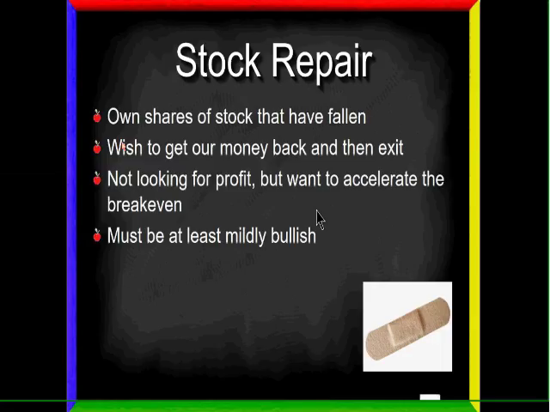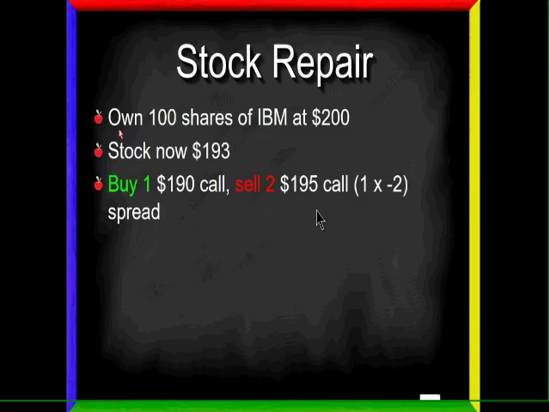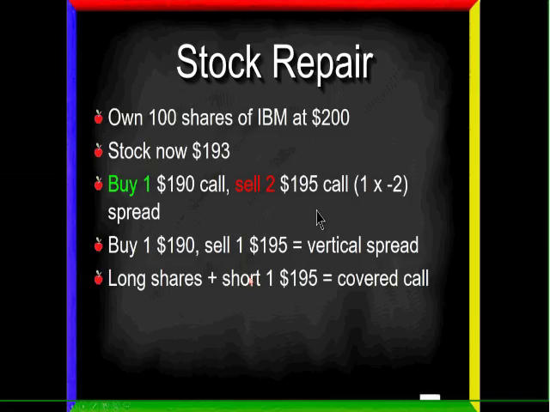But what are we going to do here? So let's say 200, stock's now at 193. I can do what's called a 1 by -2. It's a ratio spread. Buy the 190 call and sell the 195. Actually, a vertical spread, but we're just doing it as a ratio. Technically, what I'm showing here is that we actually have a vertical spread plus a covered call. So it's not really a naked call because I've got the shares.